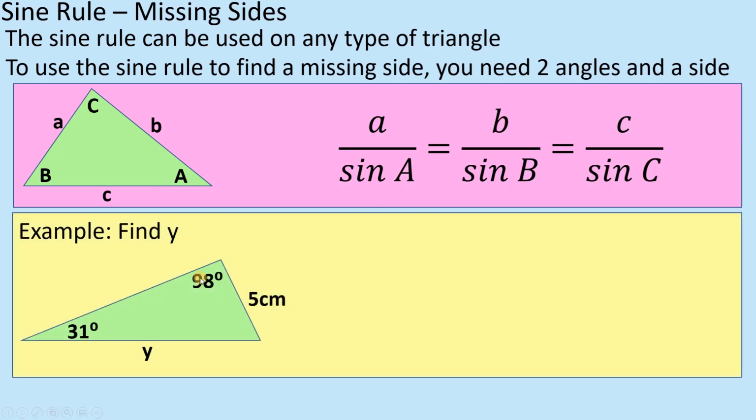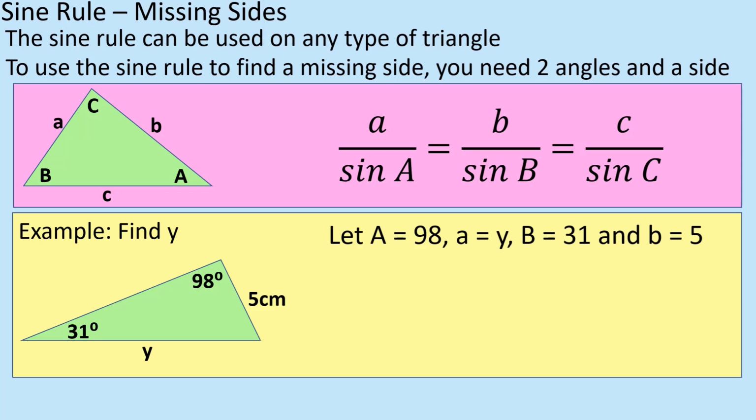Here I've got both angles, which actually will help me because I can work out the third one if need be, but I don't need to. I'm looking for a side and an angle that's opposite, which I've got, and then this is the side that I want, and an angle that's opposite. So I'm just going to apply this. Little a is the side, little b is the side, and the capitals are the angle letters. So I'm going to put 5 over sine 31 is equal to y over sine 98.